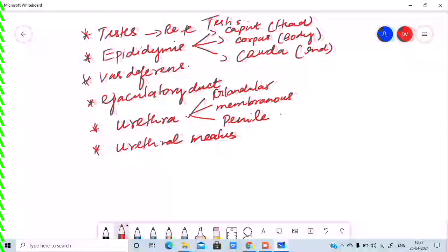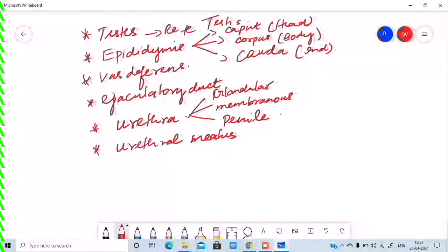So you have to know the types of epididymis and the different types of urethra based on their location. This particular part you call glandular, this particular part membranous. I will tell you that with a picture. So this is all about the duct system which you have to know.